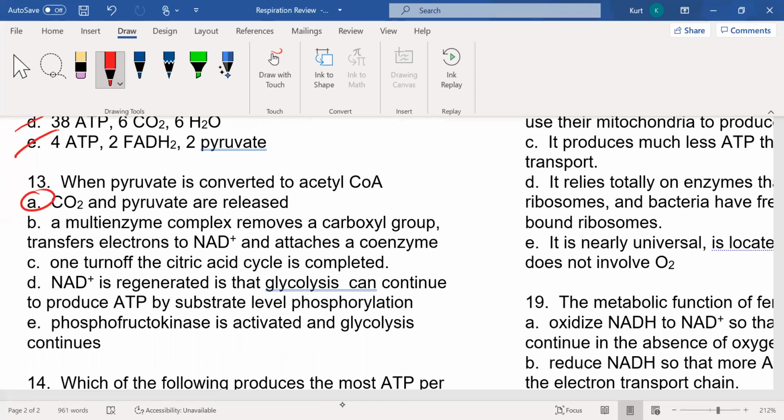That actually happens too. Oh, wait, whoa. A is wrong. Sorry. That's wrong because it says pyruvate are released. That's not true. So A is definitely wrong. B looks good. One turn off of the citric. Nope. NAD plus is regenerated. Nope. No. The answer for 13 is B.